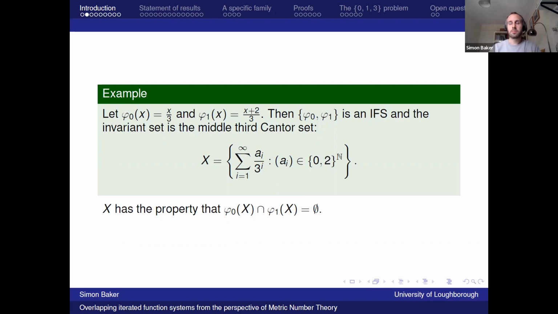And in a sense, these are kind of simple iterated function systems. I'm going to be interested in ones which have significant overlap, for which this intersection will certainly be non-empty. And we'll see an example in just a moment of such a system which I'm interested in.